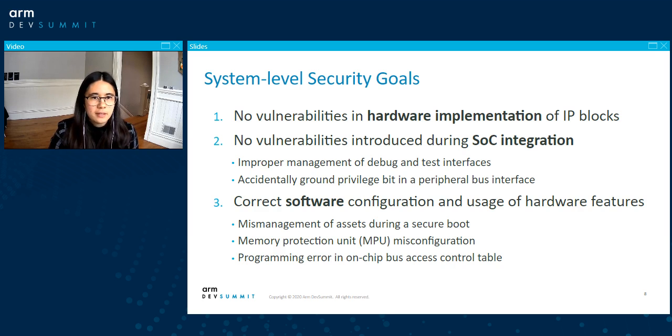And lastly, software must correctly configure and use hardware features, especially hardware security features, because many of these features are designed to be programmable by software to increase the flexibility of the features. So some very good examples of that are memory protection units and on-chip bus access control tables. Those are completely determined by software, and software has complete control over whether a particular configuration is secure or non-secure for your particular system.